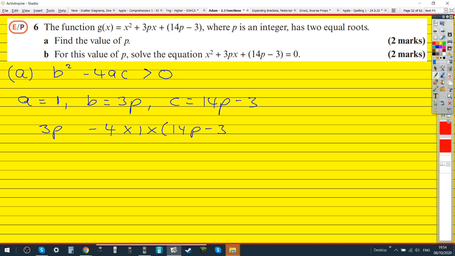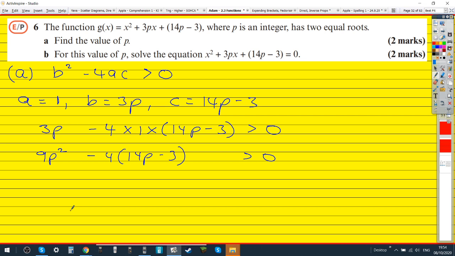And then, could you square b, right? So it'd be 9p. Yeah, very good. So it'd be 9p minus 4 brackets 14p minus 3. Close brackets is greater than 0. Hold on. What is p times p? P squared. So 9p squared is greater than 0.